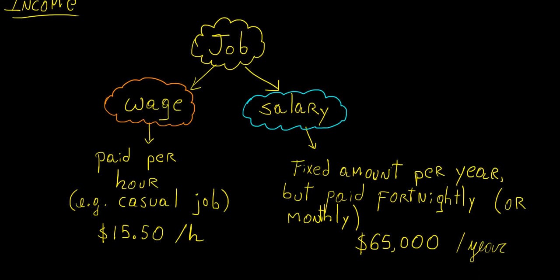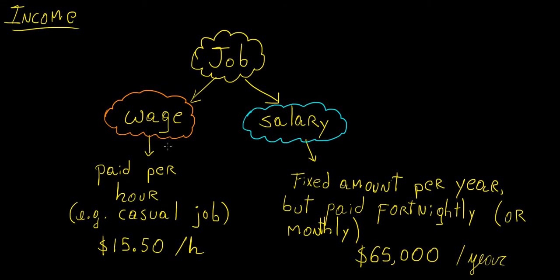So I guess the main thing about income is just how much money you're earning during the year. So basically income is how much money you're making out of your job. And basically there are two main types of income.